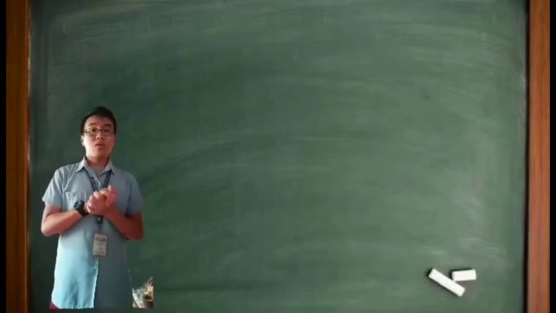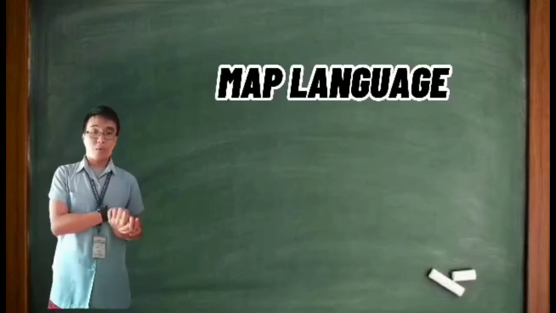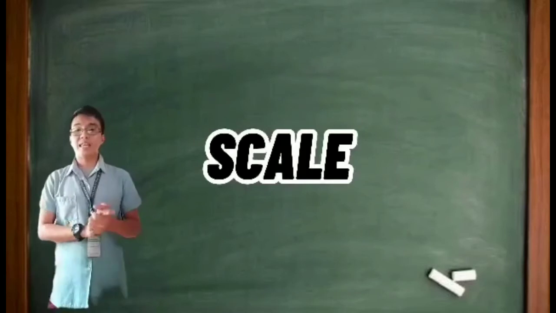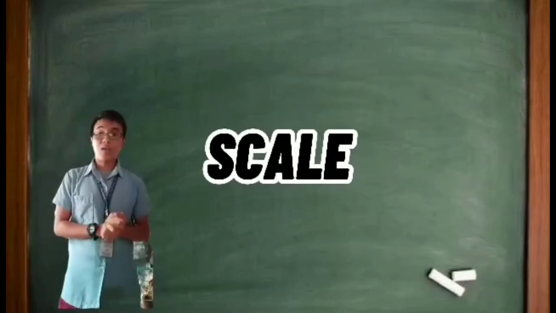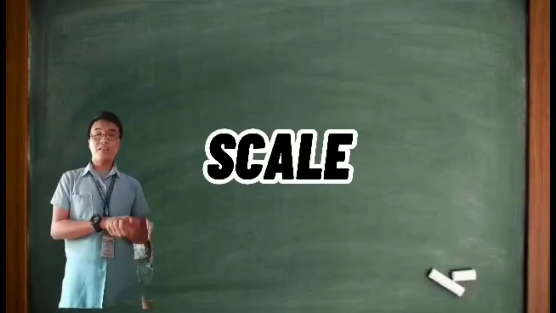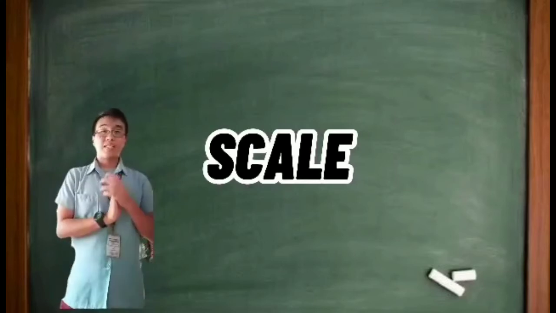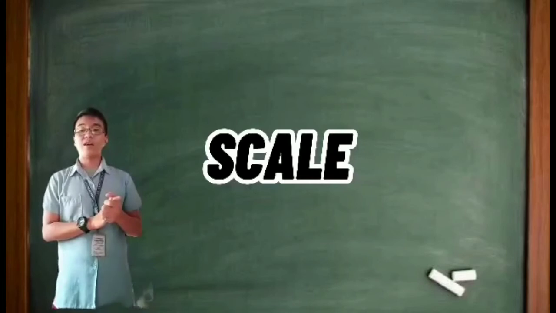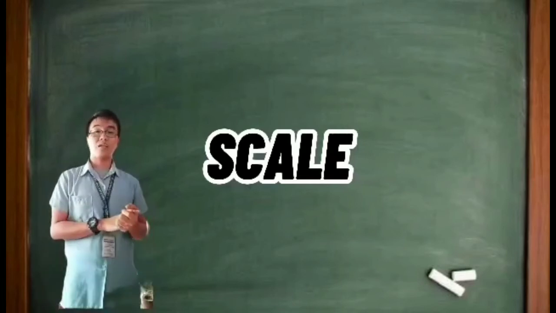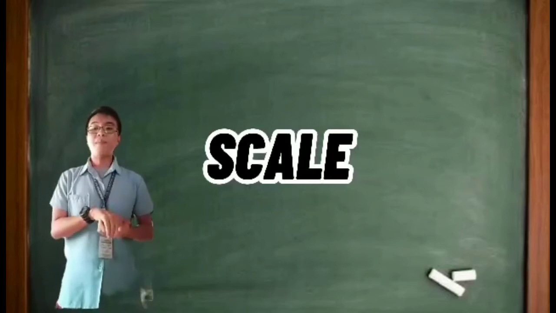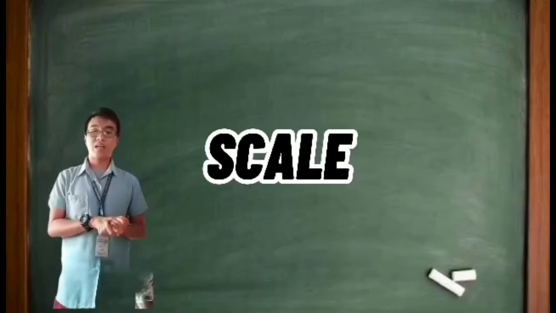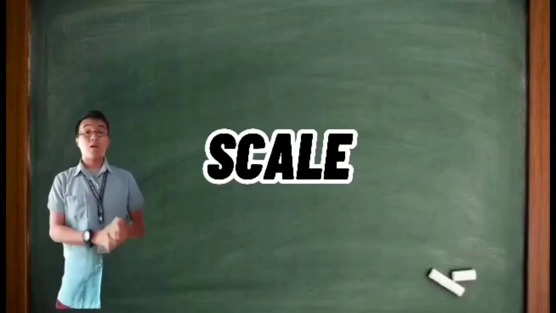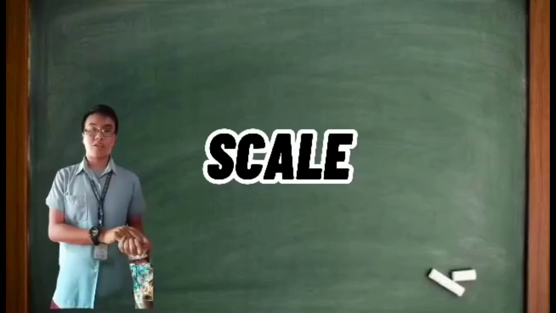And let's talk about the map language. So first is the scale. It shows how much of the actual Earth's surface is represented by the given measurement on the map. The scale must be shown so that the map reader can use the distance and area shown on the map for measuring or figuring the real distance of areas of the Earth's surface. On some maps, scale is not shown graphically. In that case, the scale is expressed in words and figures.